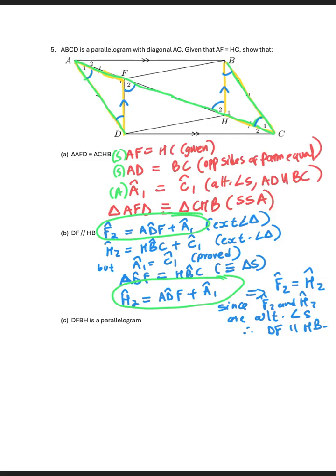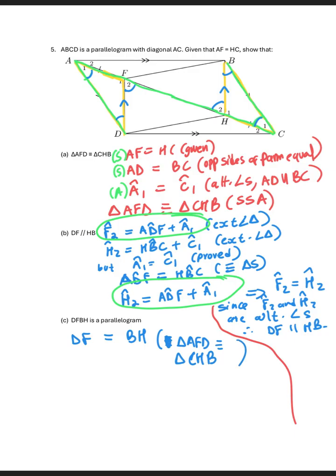Now this is not going to be difficult. We just say I claim that DF is equal to BH. Reason, because we just proved that triangle AFD is congruent to triangle CHB. So we just showed that. Let me create a border here. We just showed that the triangles are congruent, right? And then we also showed that DF is parallel to BH, or HB.